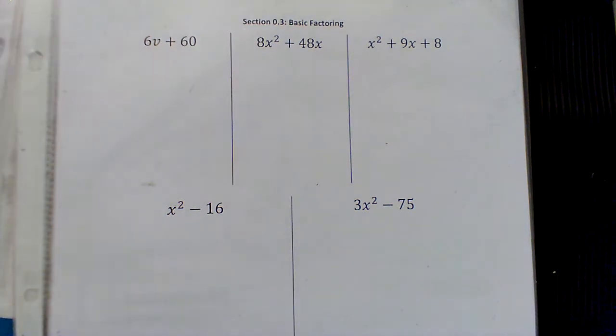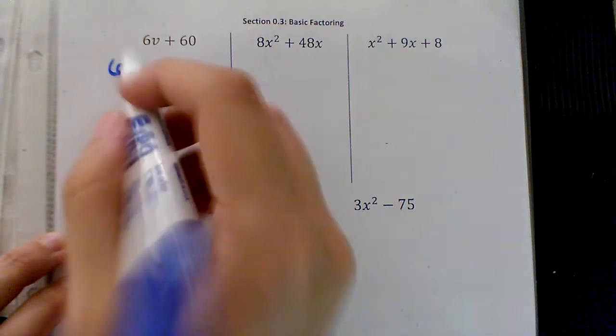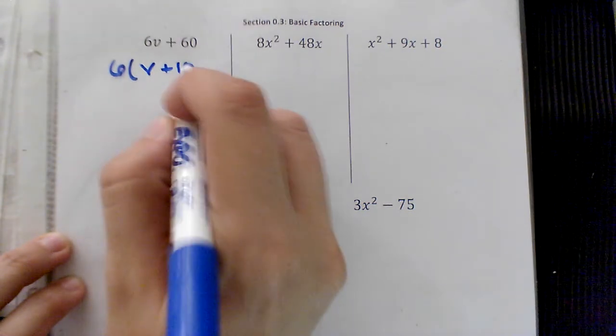If you look at the first one, 6b plus 60, what is a type of factoring technique that we could apply to this example? We're talking, which is good. I'm hearing the number 6. What do you think, Seth? We can divide out a 6 from every single term. So if we divide a 6 out of everything, we'll be left with b and then a plus 10.